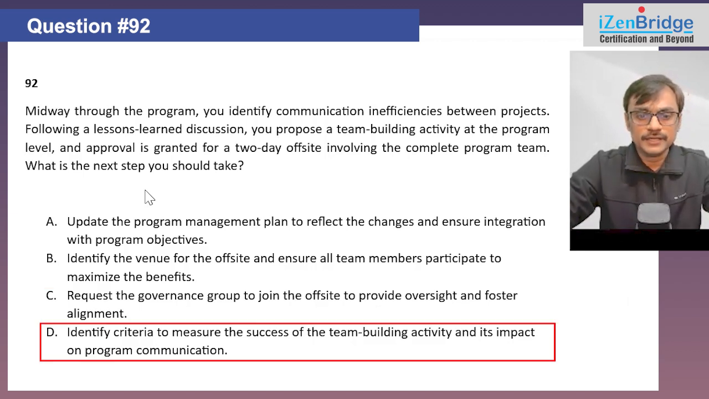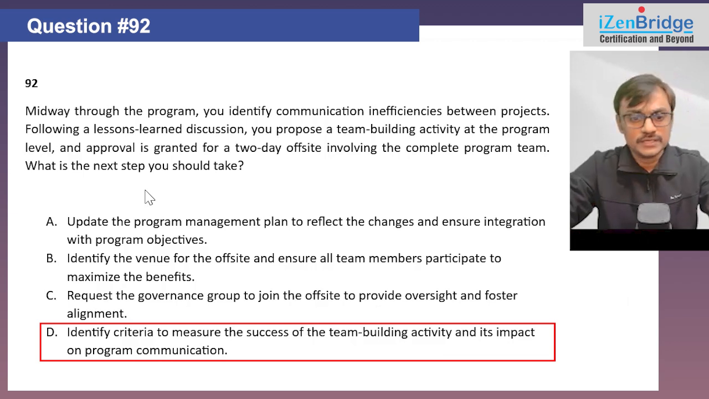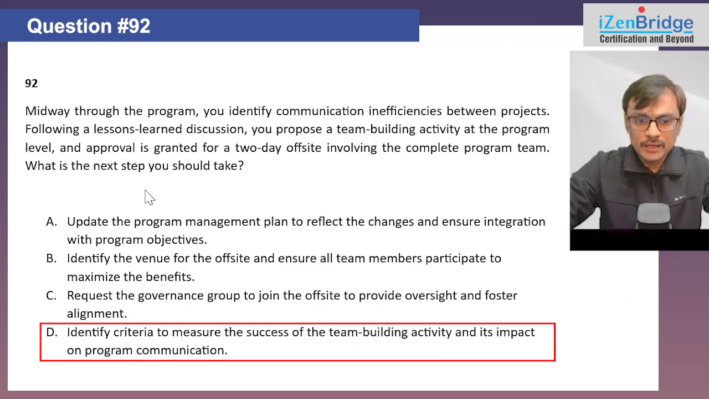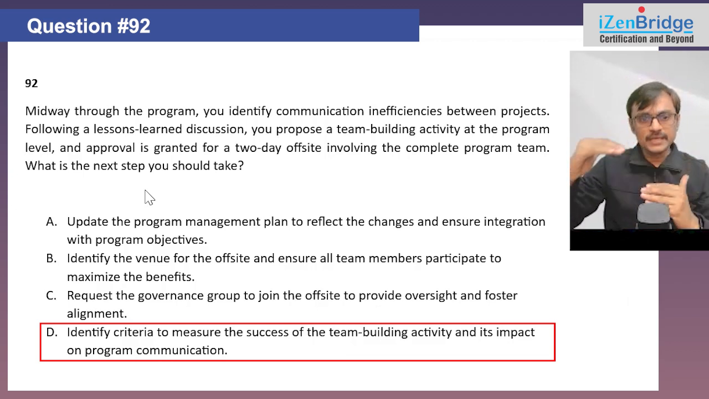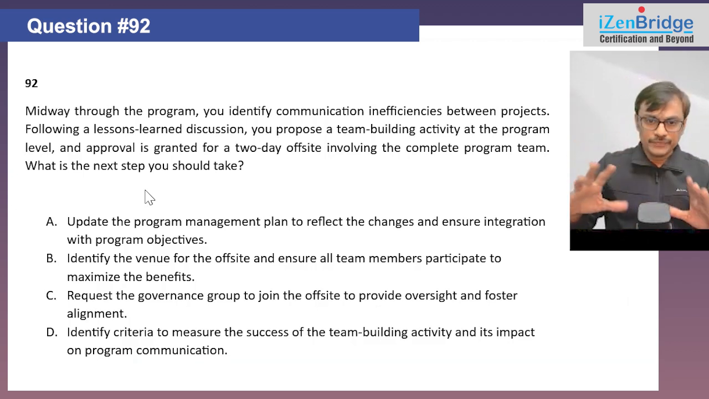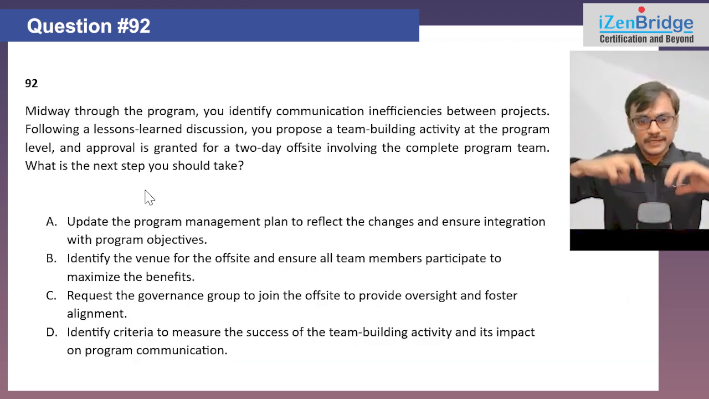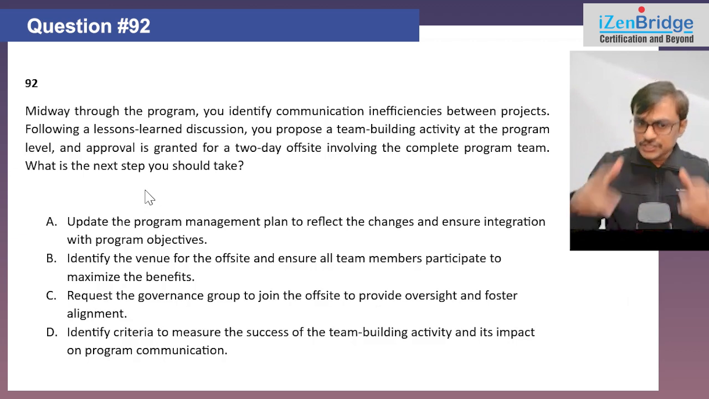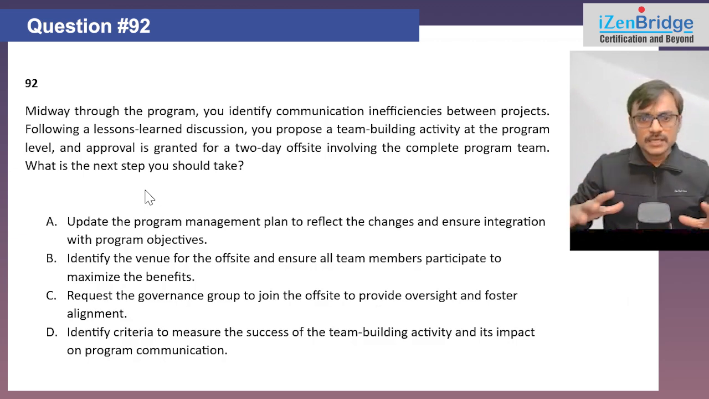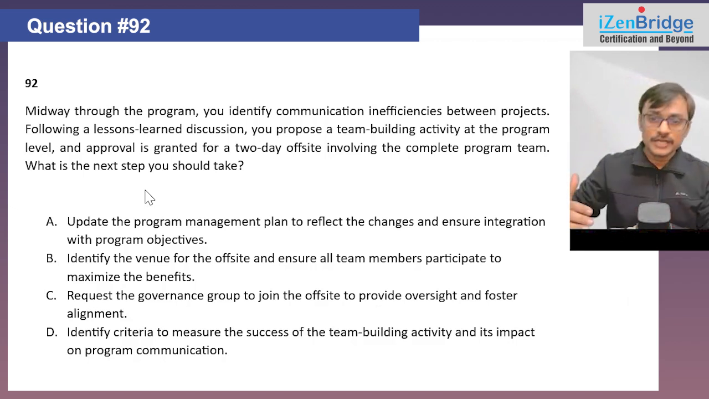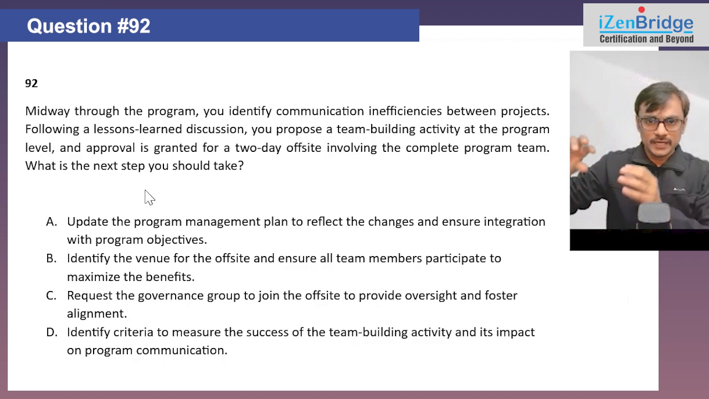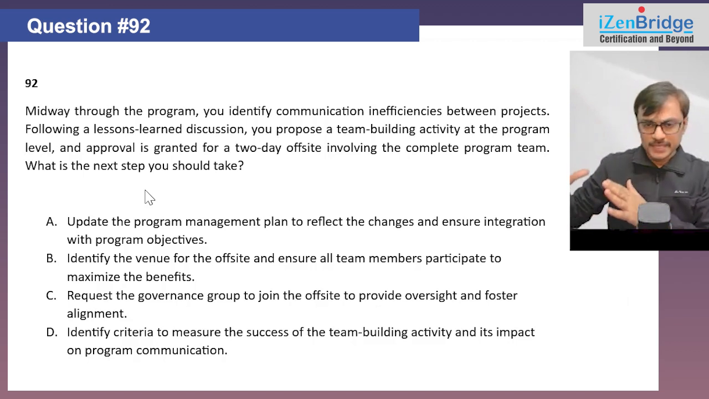Option D, identify criteria to measure the success of team building activity and its impact on the program communication. Yeah, I should do that. Yeah, that's a part of it. So say B and D, I may end up doing. But as a program manager, rather than getting into the direct administrative stuff, which is a B thing, C is that as a completion or a change which we have taken as an action item in a lesson learned as a team building activity, I should have a well-defined lesson learned action item which talks about what we will do and how we will measure the impact.